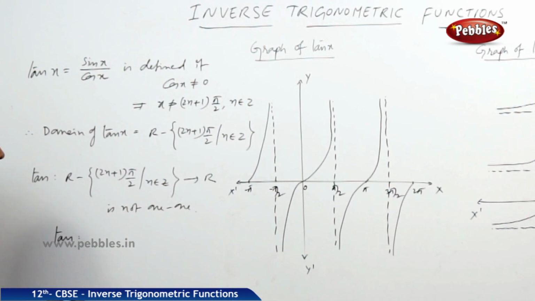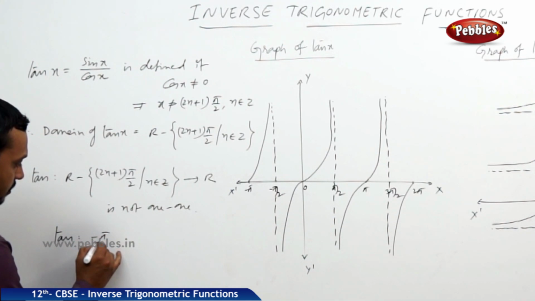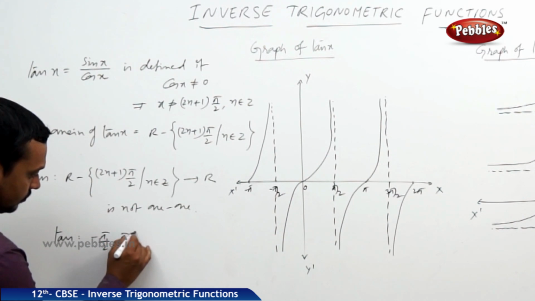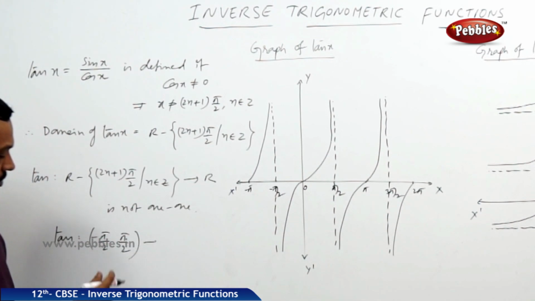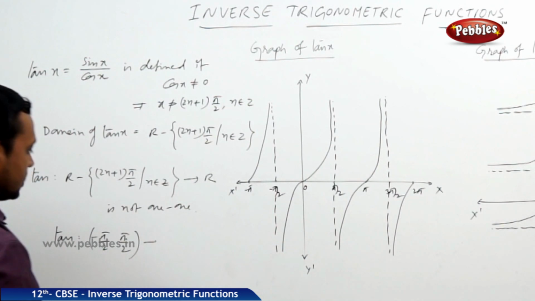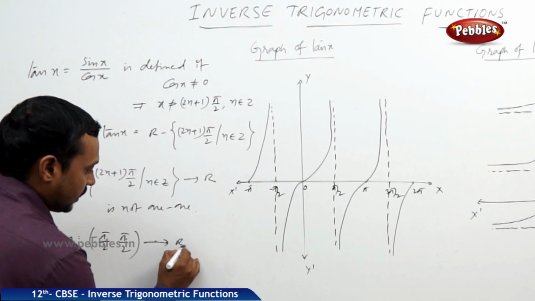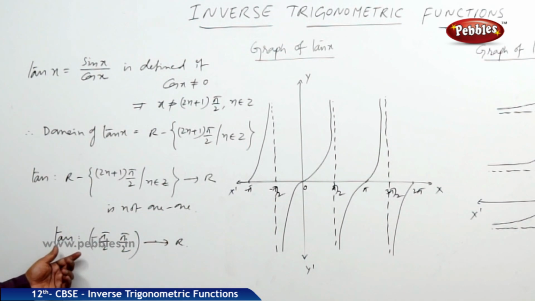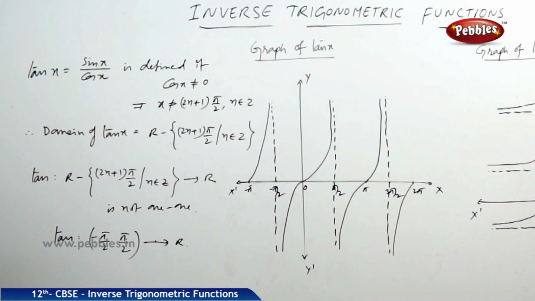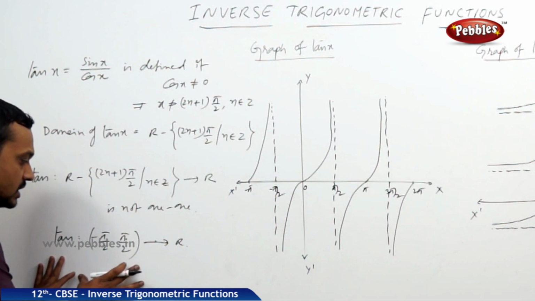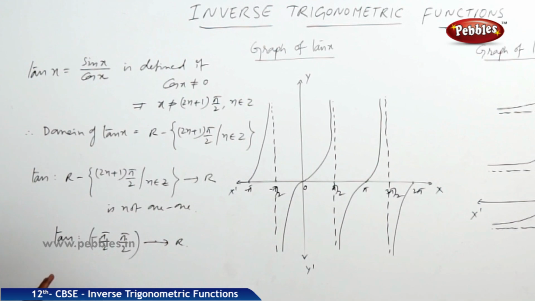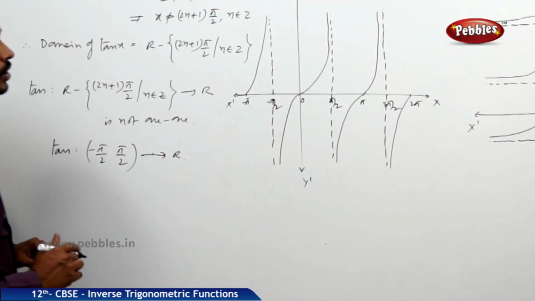Now, the domain is to be considered as minus pi by 2 to pi by 2, open interval, to R, the set of real numbers. Look here, tan from minus pi by 2 to pi by 2 to R. Is it a 1-1 function? Now let us know the graph of tan x first of all.